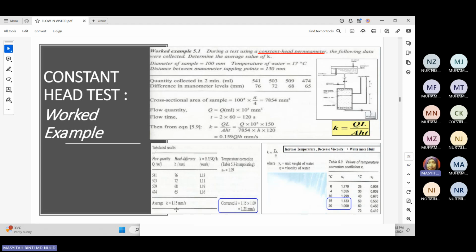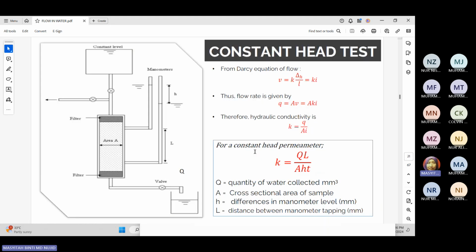So in average K sama dengan 1.15 mm per second. Kemudian dia buat corrected KT for Celsius 17. Dia dapat K sama dengan 1.25 mm per second. So you can prove these calculations betul ke tak betul according to this example. So boleh tengok balik lah. Kalau tengok macam ni dia punya Q dia convert. So Q dalam unit mililiter, tapi sebabkan dalam nota pun dia dah bagi dalam millimeter cube.